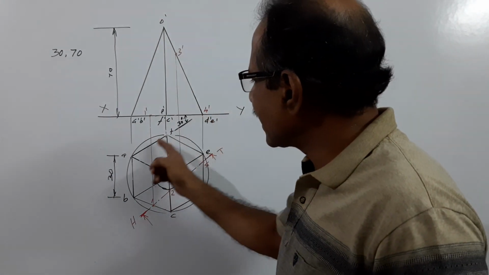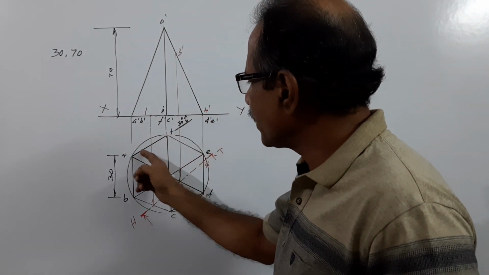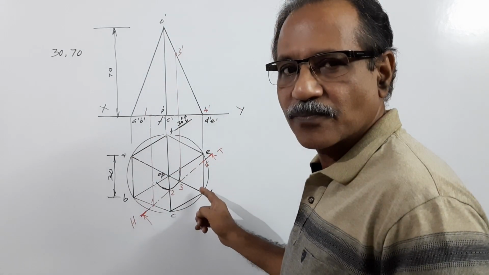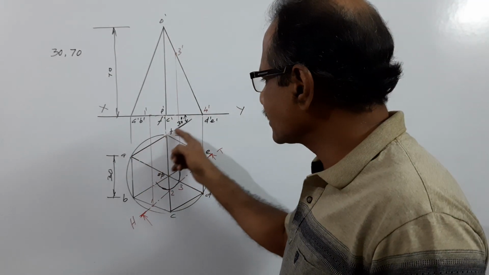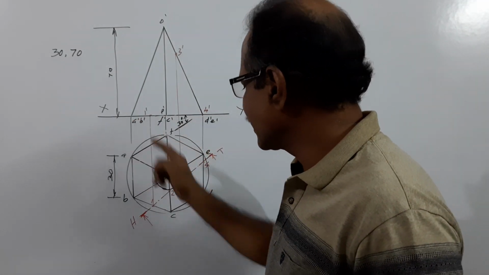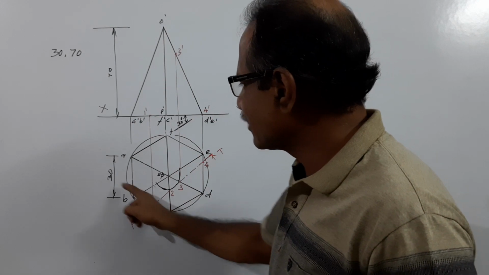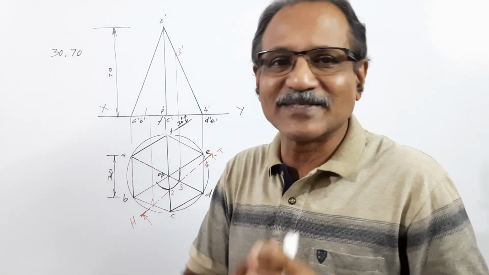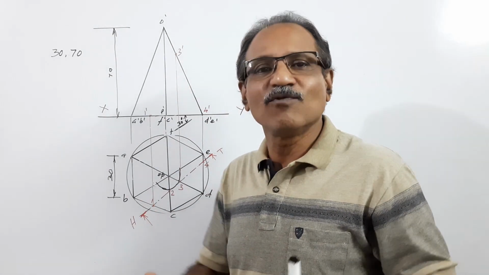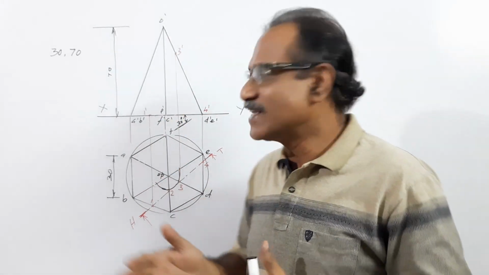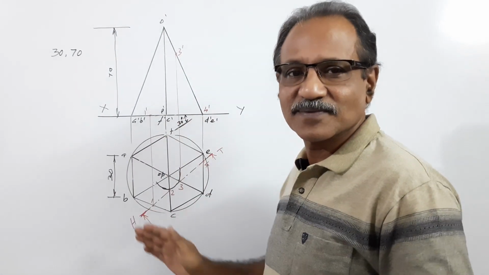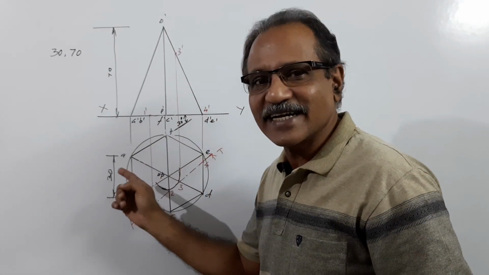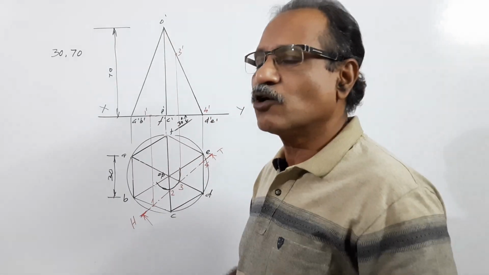When you make one side of base 30 degrees to VP, it will come like this and two sides will become perpendicular to VP. Agreed? When this side is 30 degrees, this side also will be 30 degrees, and these two sides will be perpendicular to VP. Okay, you must know that. They could have said one side is perpendicular to VP. Instead, they said one side is 30 degrees to VP. It's true, correct.